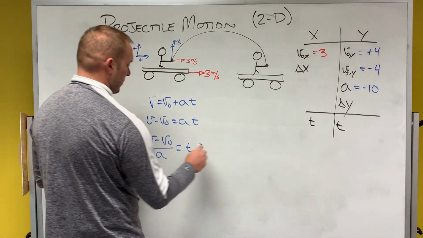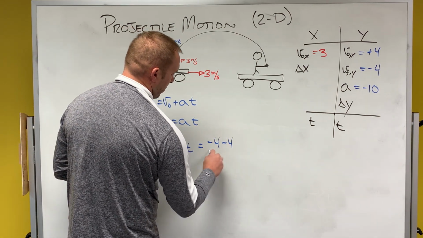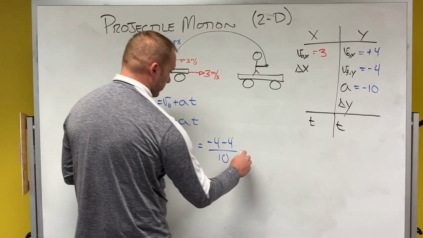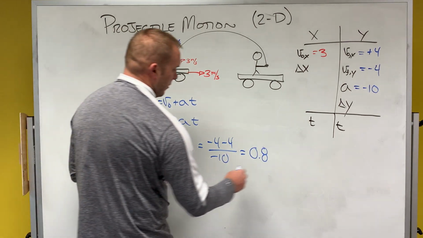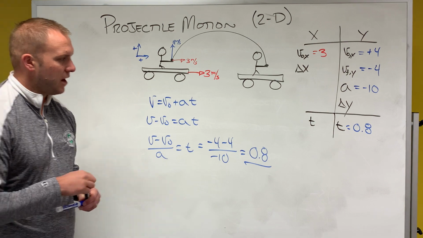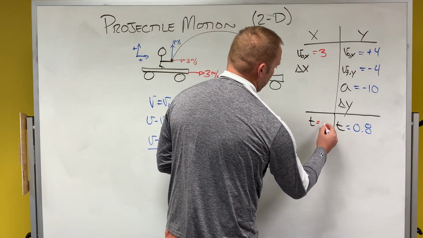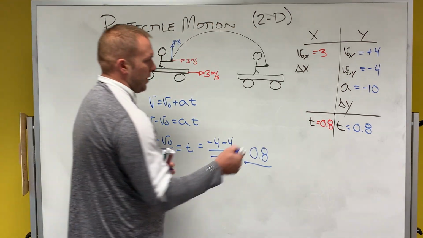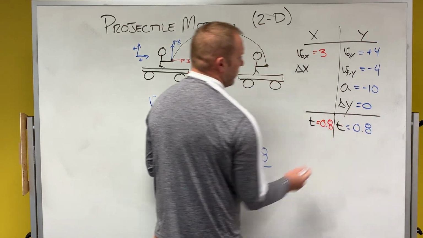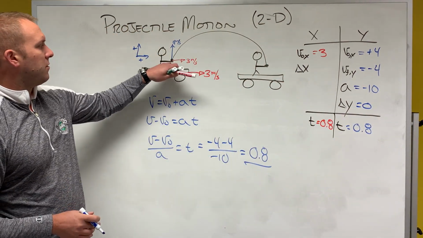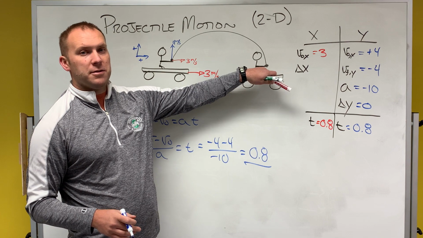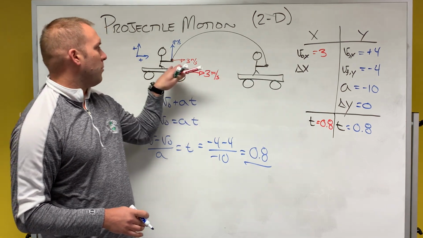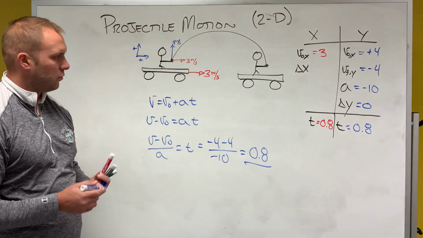Negative 4 minus 4, divided by negative 10. That's 0.8 seconds, so that's my time. That is the same time in the X motion. My displacement in the Y motion would actually be 0, because I catch it at the same point at which I released it. So my total displacement in the Y motion would be 0.